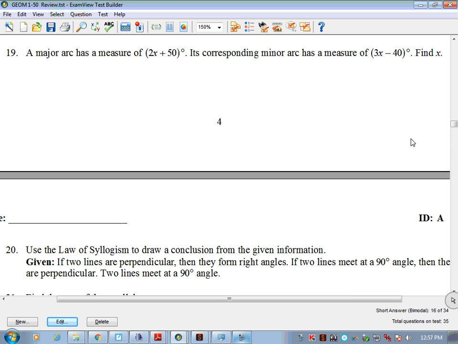A major arc has a measure of 2x plus 50 degrees. A corresponding minor arc has a measure of 3x minus 40. What's the relationship of a major and a minor arc? Billy, do you know? No. David knows. Marissa knows. Does anybody else know? Okay, David, what is the relationship between a major and a minor arc?